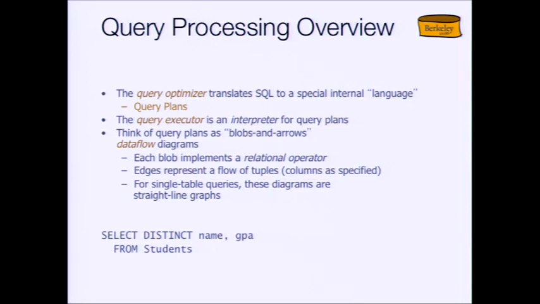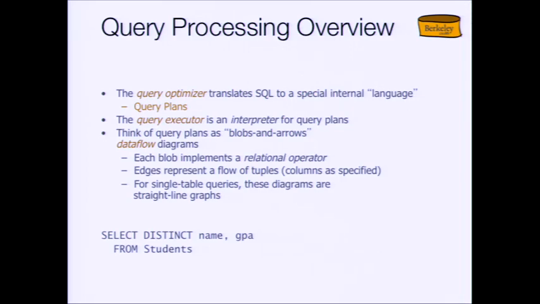And query plans themselves, you can think of them almost as a graphical language of these kind of blobs with data flow arrows between them. So it's going to show how data is going to flow through chunks of code. Okay? So each blob is going to implement what we'll call a relational operator. All right? And the edges in these graphs are going to represent a flow of tuples with particular columns. So every edge in one of these diagrams is going to have a particular structure, a particular schema associated with the tuples that flow along that edge. Every tuple will have the same schema along any edge in this diagram.